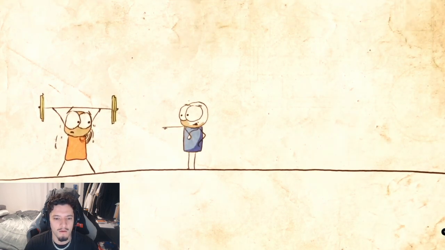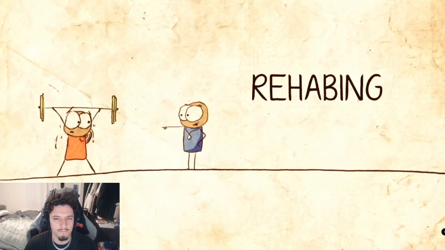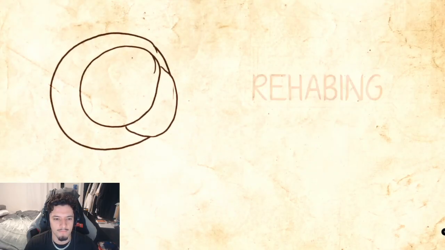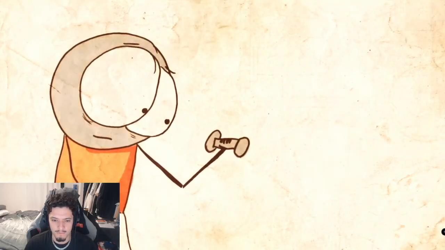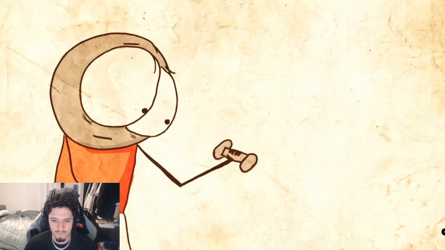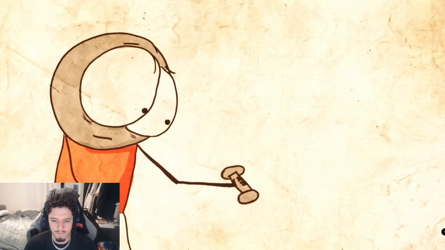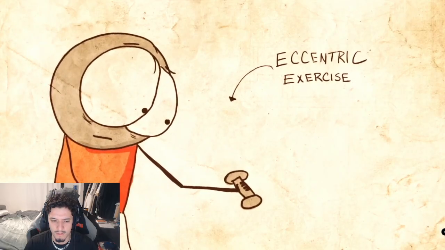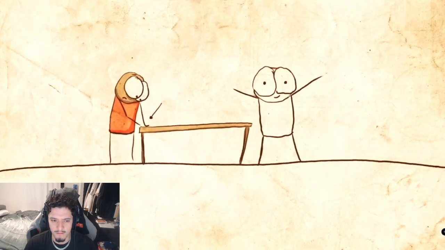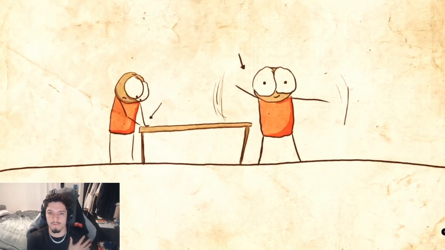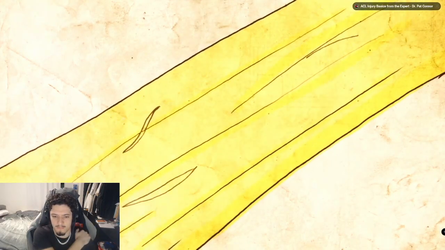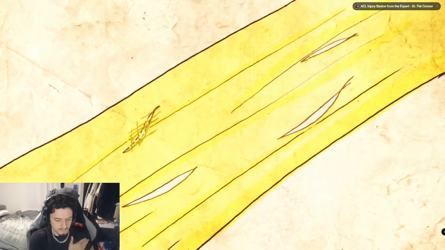The next step is rehabbing it. Some of the best exercises at this stage are going to be eccentric style exercises. That means exercises where you're letting your muscle lengthen, like lowering a biceps curl. That's an eccentric motion. Lots of doctors now recommend moving, stretching, and gently massaging your tendon while it's healing. The goal of this is to make sure that the healing collagen fibers that make up your tendon end up laying down in the right direction, all parallel to each other, resulting in a strong, healthy tendon.